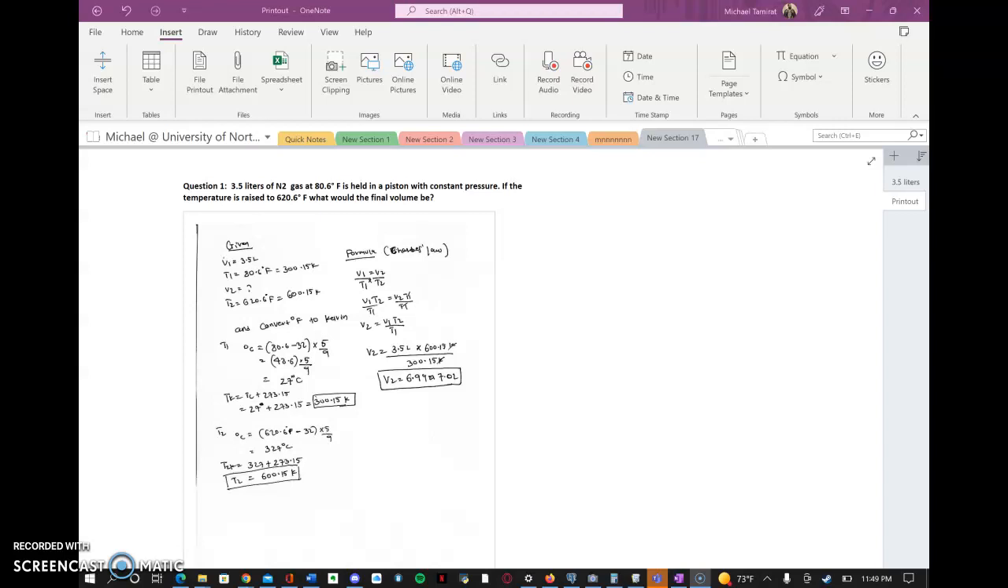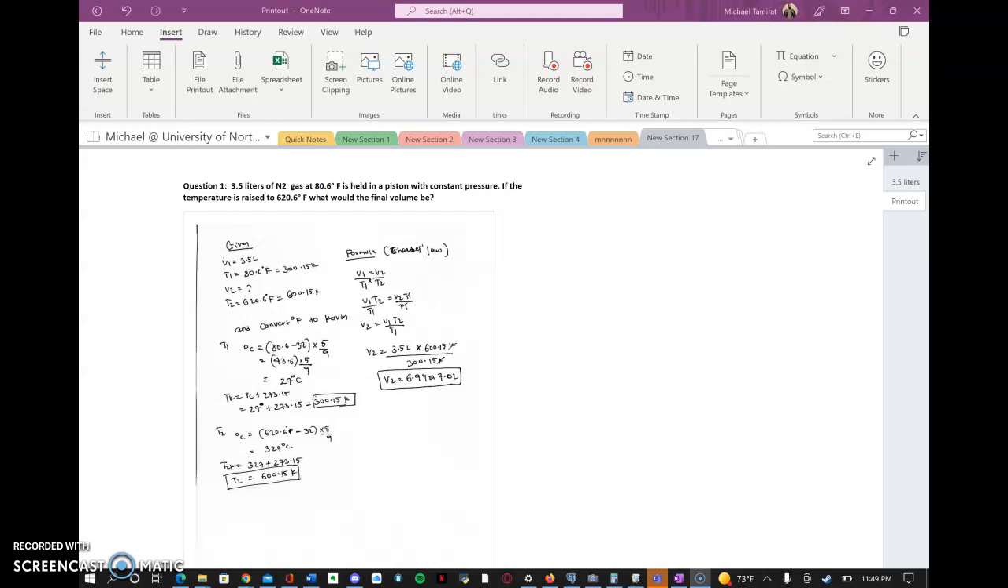Question 1. 3.5 liters of N2 gas at 80.6 degrees Fahrenheit is held in a piston with a constant pressure. If the temperature is raised to 620.6 degrees Fahrenheit, what would the final volume be? We will see our given.